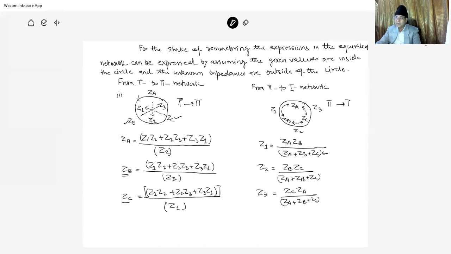So how to remember it? If you find Z1, you have to multiply ZA, ZB in between. Here it is Z2, there multiply ZB and ZC. Here it is Z3, you have to multiply ZC into ZA. And ZA plus ZB plus ZC, these three in combination are common in the denominator, and we just multiply the pairs as they are. So this is a way of remembering the impedances. That is one thing, and the second important thing is dimensionally.